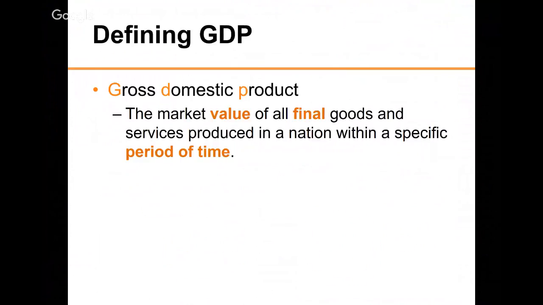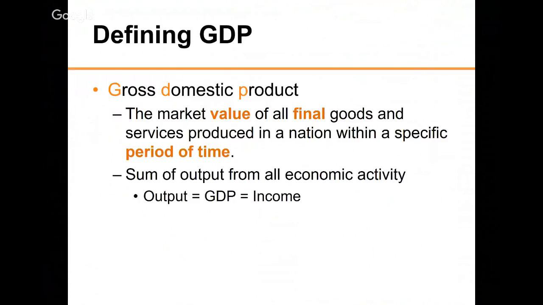So first, let's look at GDP. The formal definition for GDP is the market value of all final goods and services produced in the country within a specific period of time. Even though it's only one sentence, it has a lot of information in it. So let's break it down.